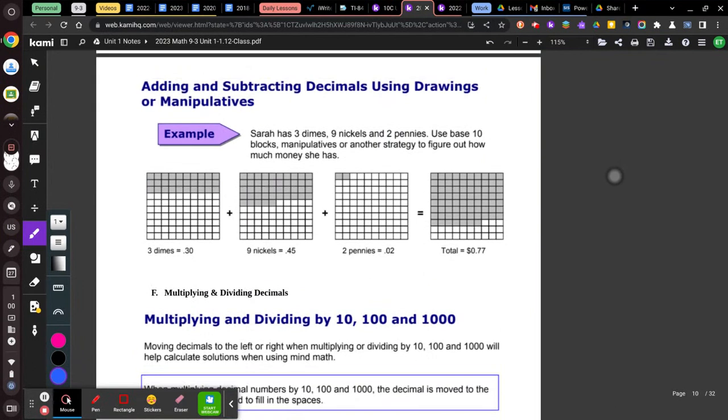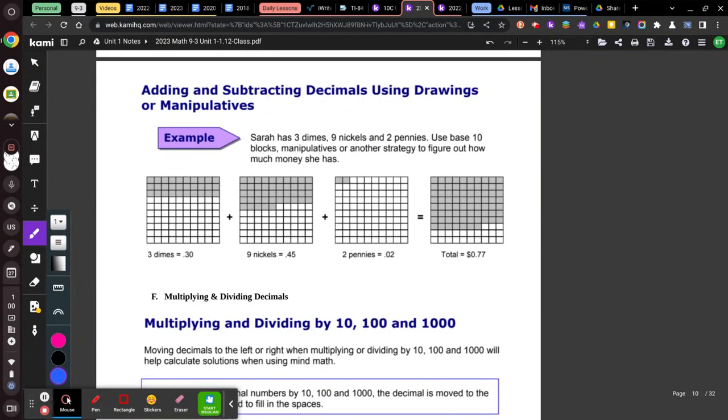All right. So, if we add and subtract with drawings, turn your page. We're going to add and subtract with drawings. All you're literally doing is adding the squares that are shaded and shading all of them on the larger one. So you would shade all three amounts. You would shade 30, you would shade 45, and you would shade 2. And you would shade all of them, 30, then 45, then 2. And you'd add them all up and see how many you end up with.